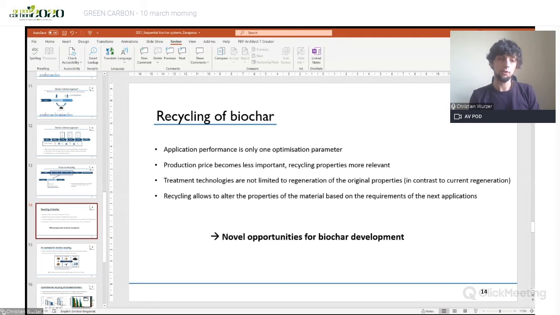And an additional benefit is that recycling will allow to alter the properties of the biochar to the requirements of the next application. So you can do something like a sequence matching by looking at the changed properties. And all of this will just give us new opportunities for biochar development by changing the perception of how we can use biochar.